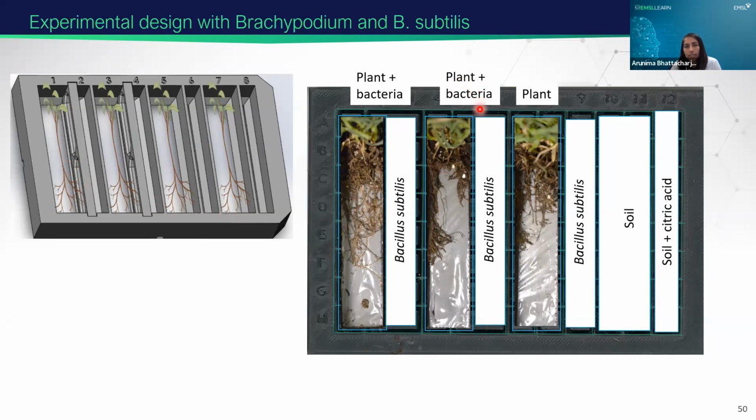So we did another repeat well of plant and bacteria. We had plant alone, bacteria alone, just soil, and then soil plus citric acid. Citric acid was a positive control, where we wanted to see if we add a synthetic compound, is it diffusing through the membrane?